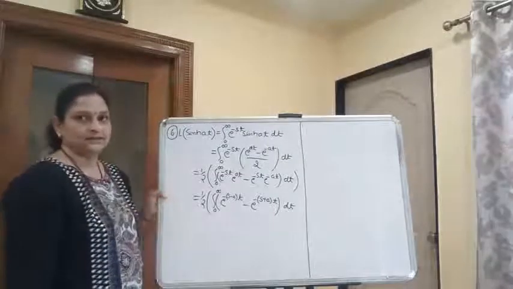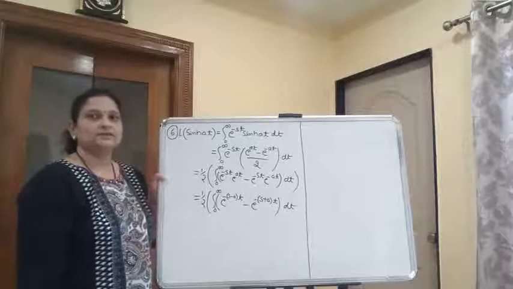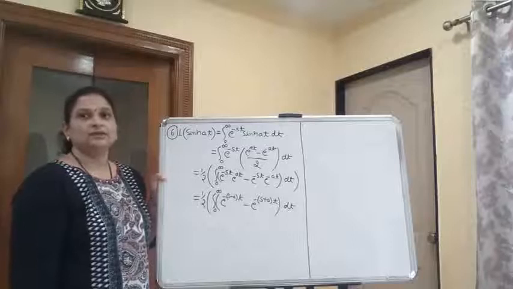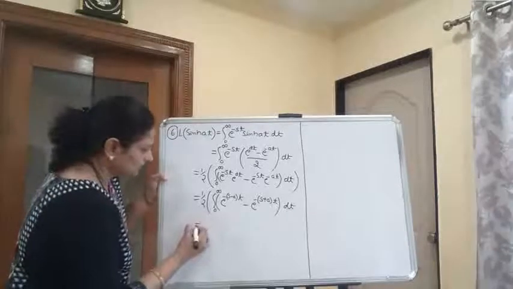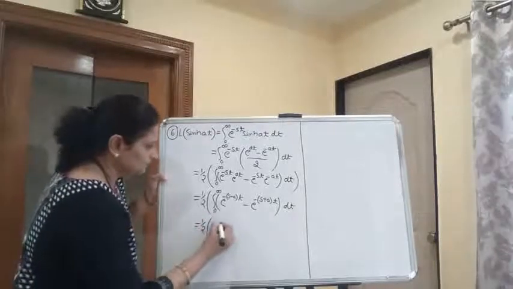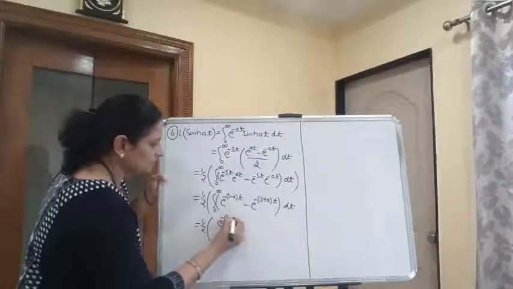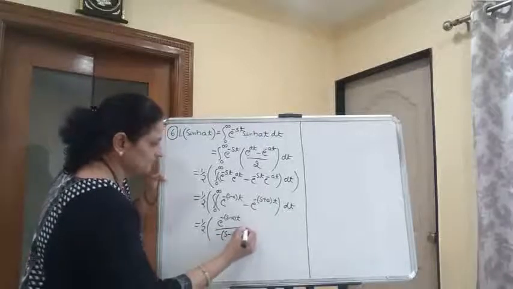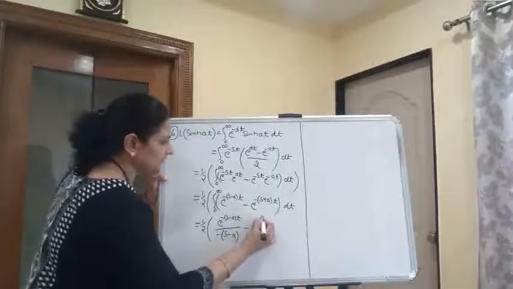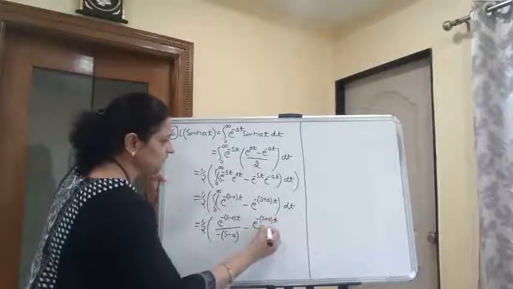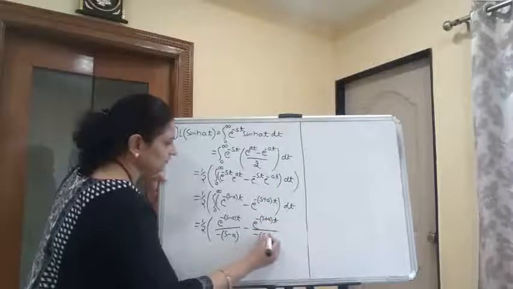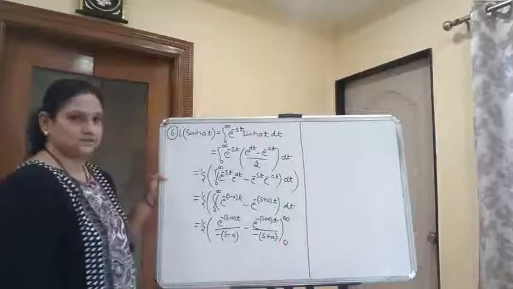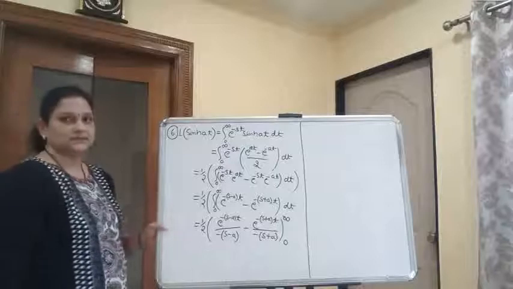Now let us integrate this. As we all know, integration of e power a into t is e power a into t by a. So writing this as 1 by 2 times e power minus of (s minus a) into t by minus of (s minus a) minus e power minus of (s plus a) into t by minus of (s plus a). Limit is 0 to infinity. So this is the integration.